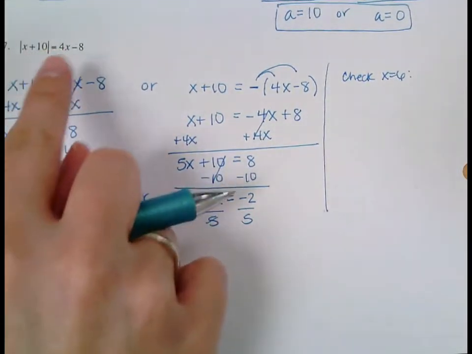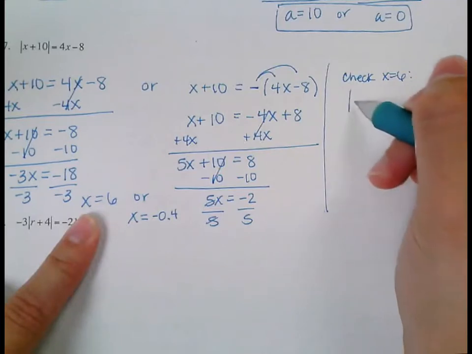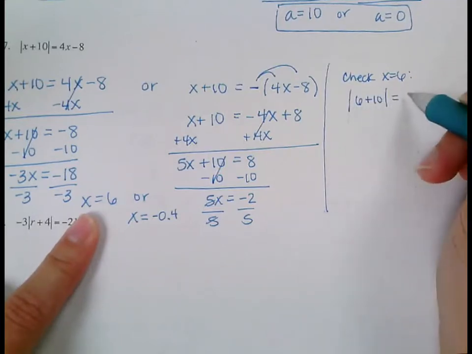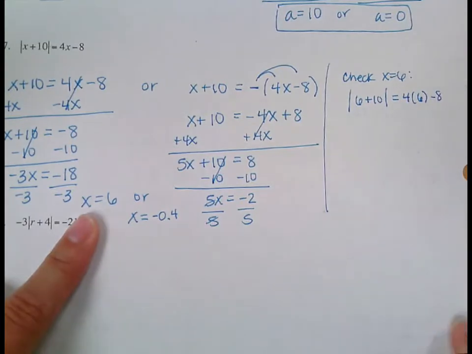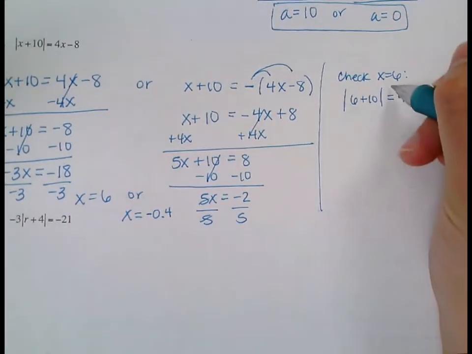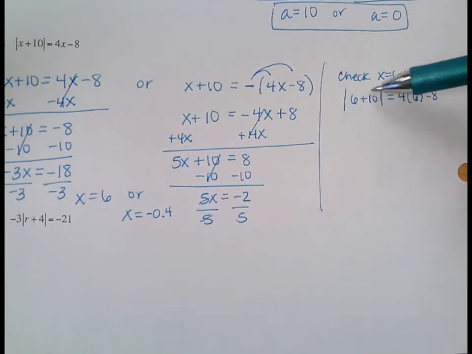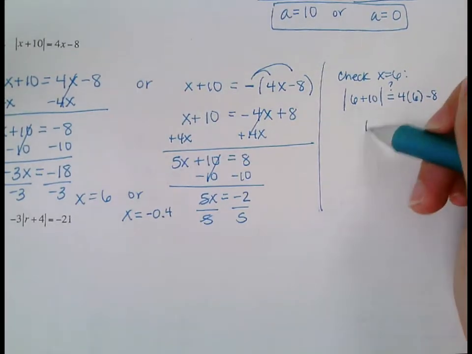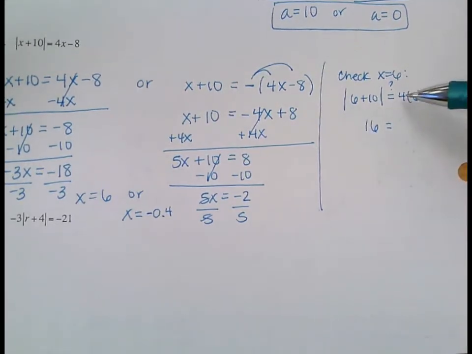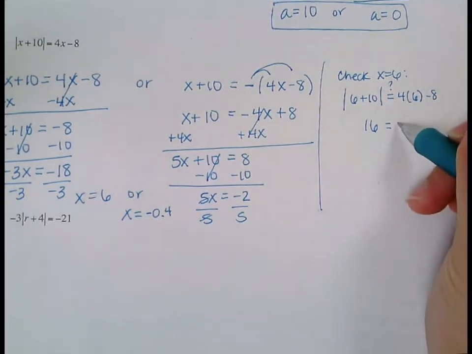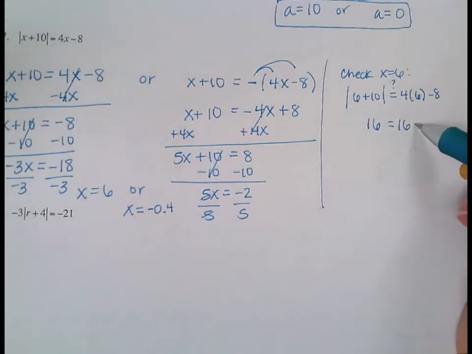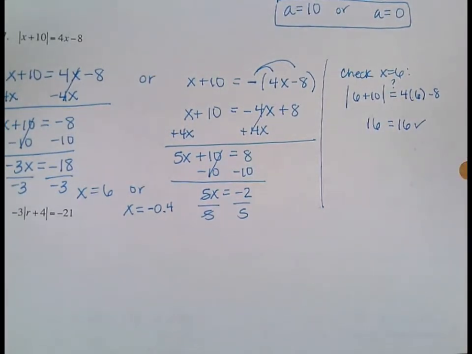anywhere I see an x, I'm going to substitute in a 6. So I have the absolute value of 6 plus 10 equals 4 times 6 minus 8. And I'm just going to put a question mark here because I'm checking to make sure the two sides of that equation are equal if I substitute in 6. So on the left side, I have 6 plus 10, that's 16. The absolute value is still positive 16, so I have 16 over here. And then on the right side, 4 times 6 is 24, and then if I subtract 8, that is also positive 16. So 16 equals itself, that works out. So x equals 6 is a solution.